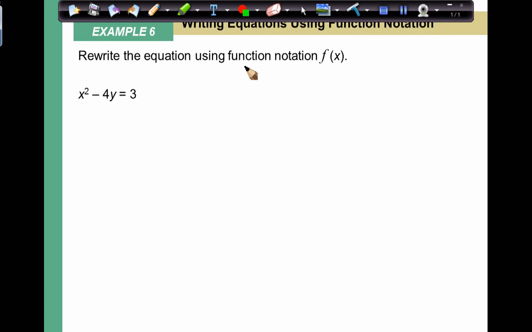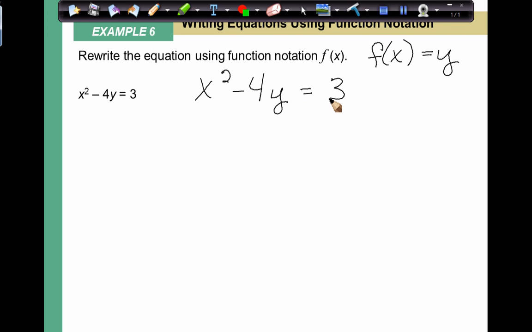Rewrite the equation using function notation. Okay, we'll have 2 steps to do this. Basically, if you keep in mind that f of x equals y, it will help you do this. The first step is we're going to solve for y. Okay, and then we're going to replace y with f of x. So to solve for y, let me write down the equation first.